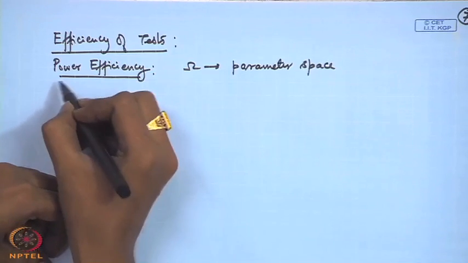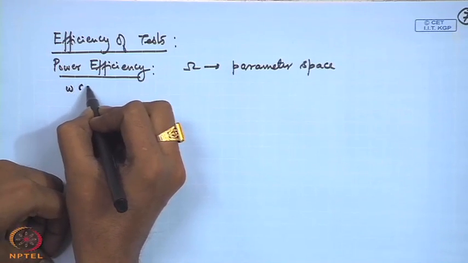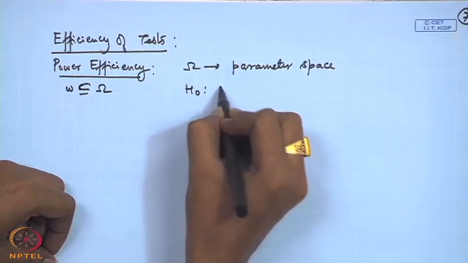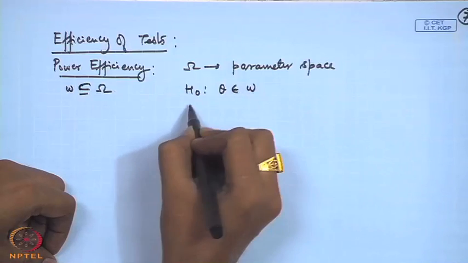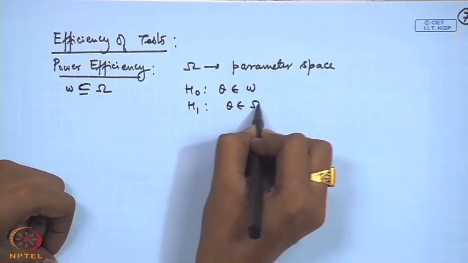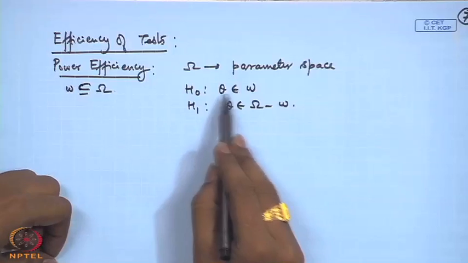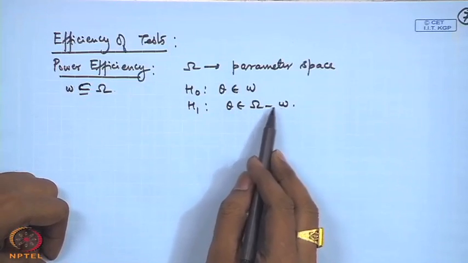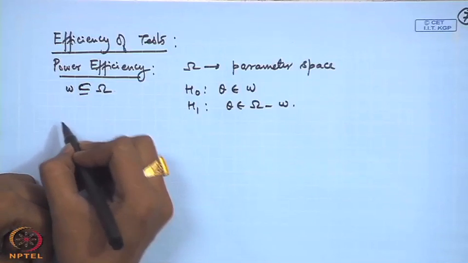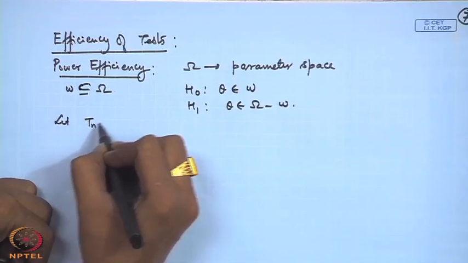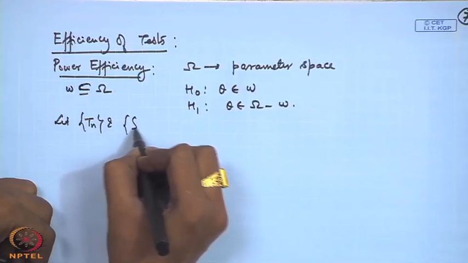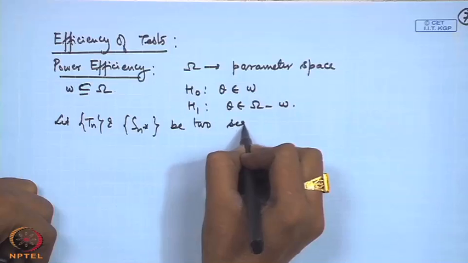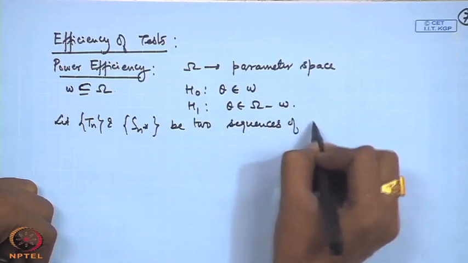So, suppose I have a point, a subset of omega. So, we are considering the hypothesis testing problem H naught: theta belonging to small omega against H 1: theta belongs to capital omega minus small omega. So, let us consider say T n and S n star, two sequences of test statistics.